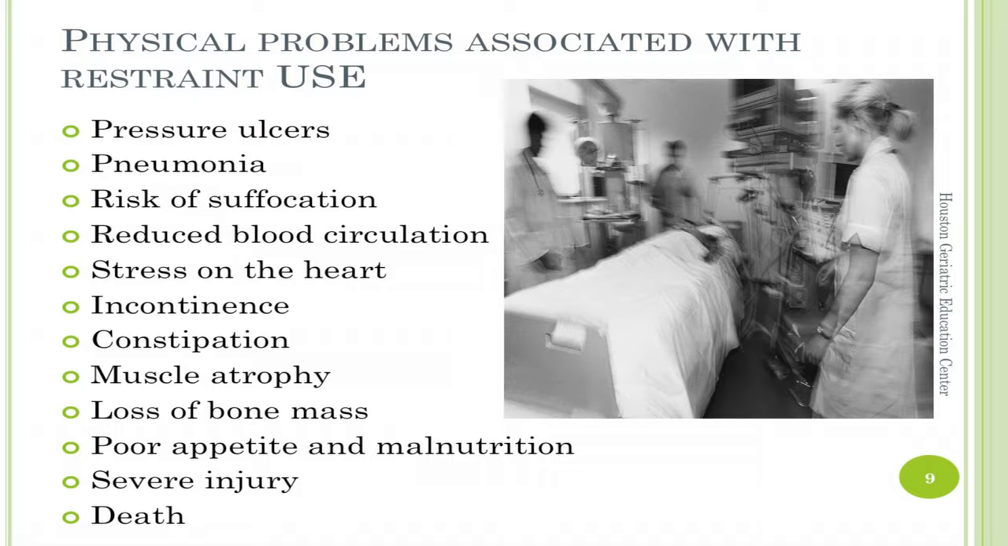And these problems include pressure ulcers, pneumonia, risk of suffocation, reduced blood circulation, stress on the heart, incontinence, constipation, muscle atrophy, and this muscle atrophy leads to decrease in balance and increases the potential for falls. It also leads to loss of bone mass, poor appetite, and even malnutrition. It can result in severe injury and death.